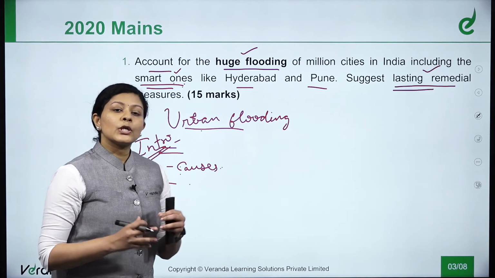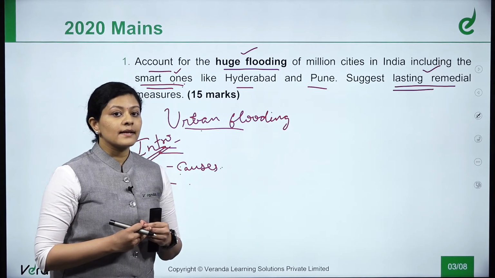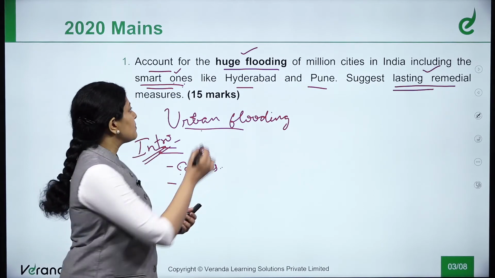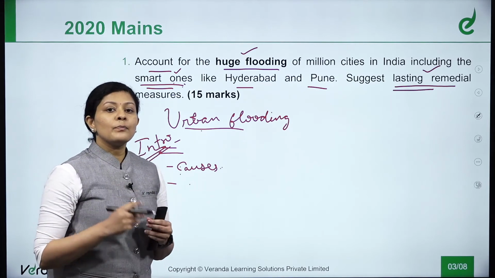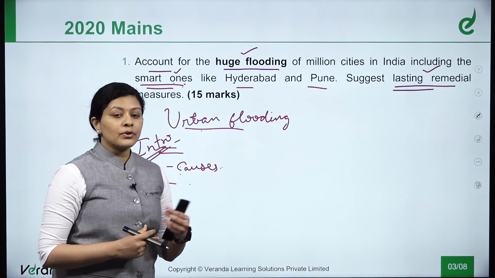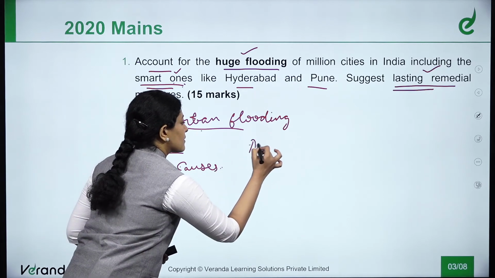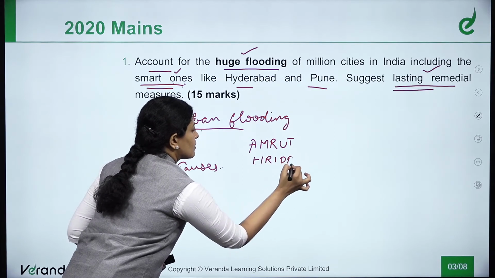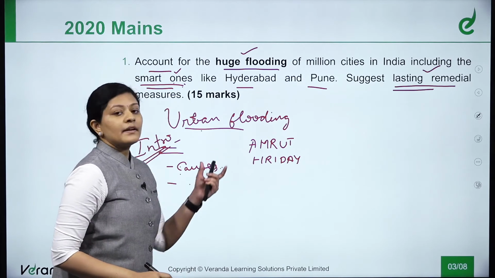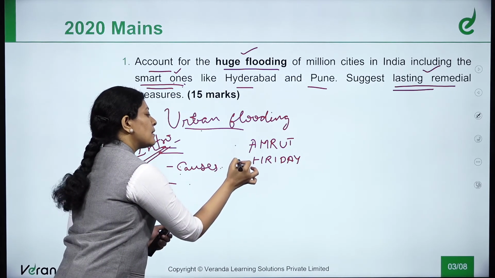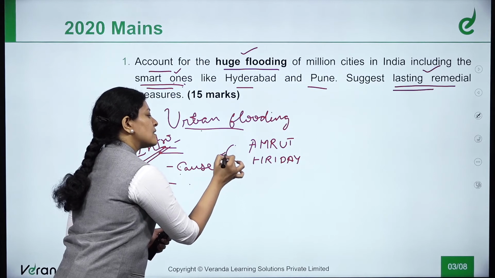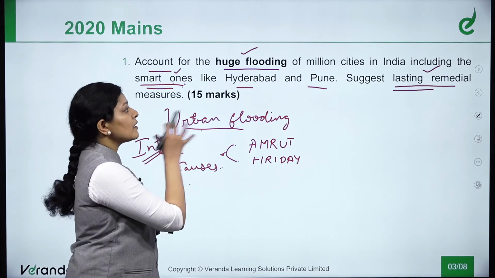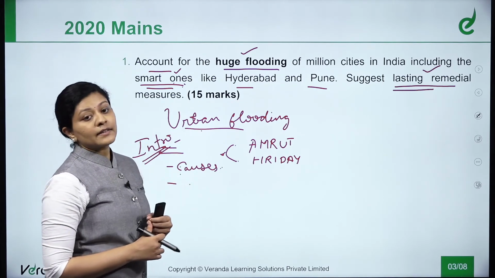You can also talk about a coordinated approach between different government agencies and planning of different policy implementation. For example, smart cities are developing under two main policies of the government, like AMRUT and RIDE. They are implemented by different government departments, but there should be convergence in the implementation of the projects, so that there will be less effect with respect to the flaws regarding urban flooding.